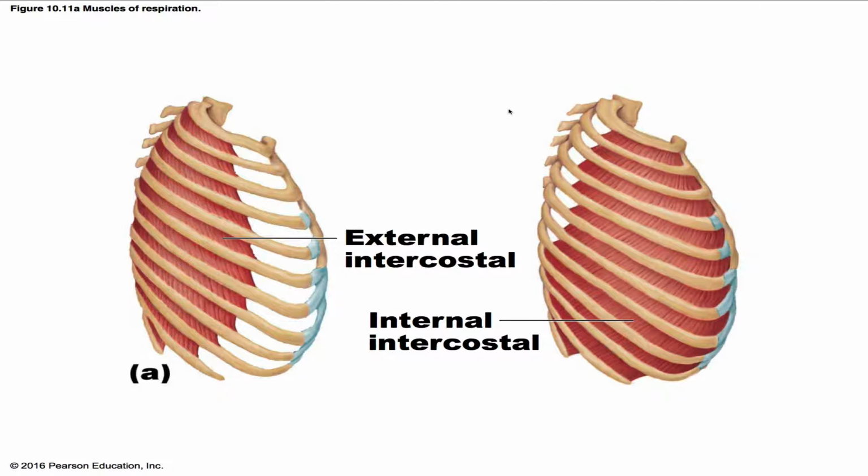So the action of the external intercostals is to pull the ribs towards one another, and it helps elevate the rib cage. And remember, this helps the air to enter the respiratory passageways. It's a synergist of the diaphragm. Now, the internal intercostals insert at the inferior border of the rib above, and their origin is going to be the superior border of the rib below.